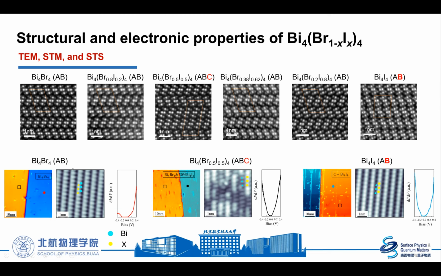We also performed the STM and STS measurements. For the pure cases, the bismuth bromide and bismuth iodide, the halide elements distribute uniformly on the surface. And for the doped ones, we see there are dark and white protrusions on the surface, which are correlated to the different halide elements. Also, we performed the STS measurements. We see that the energy gap is changed in different samples. This indicates that the electronic structure is indeed modulated by changing the iron dye concentration.